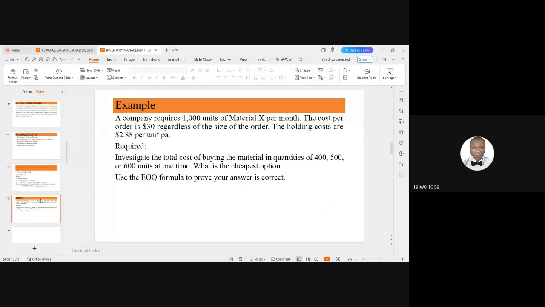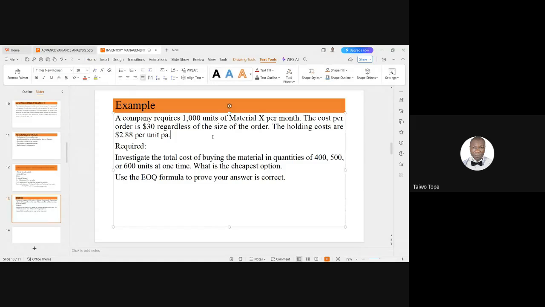We'll look at this example to explain. We'll use this example to explain ordering cost, economic order quantity rather, in the simplest way.